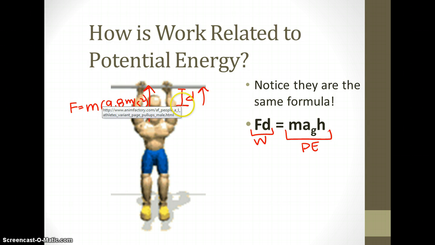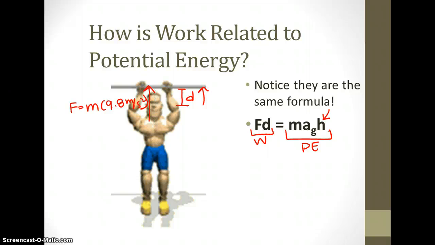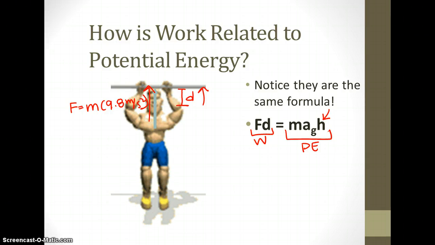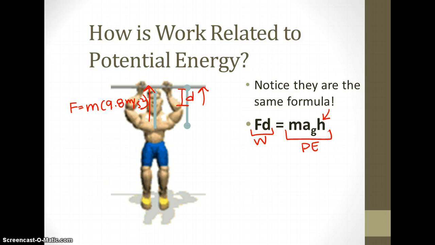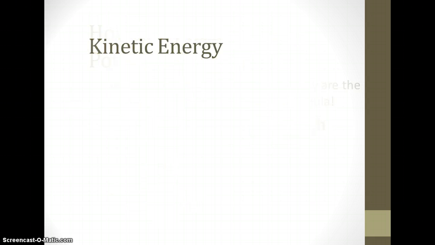If the distance is how much height he gains, we can plug that in for height, and we see that work is potential energy. When you do work to an object, you can be giving it potential energy. We've already talked about how work is the same thing as the change in energy. Before he started, he had less potential energy. Once he pulled himself up, he had more potential energy because he did work. You can see him moving up. The force is what he's pulling up with, and the distance he's traveling is how much height he gains.